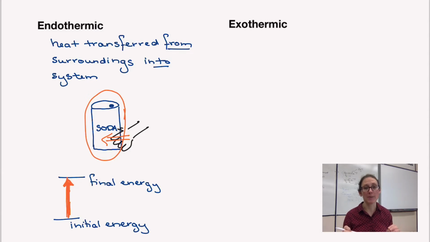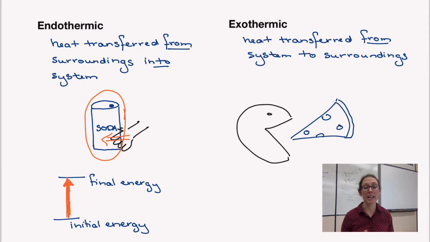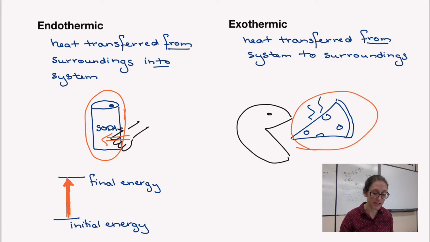Exothermic is the opposite. In an exothermic process, energy and heat is transferred from the system into the surroundings. So an example would be taking a bite of a hot piece of pizza. If your pizza is hot, as you take a bite, that energy is transferred from the pizza into your mouth. And so if the pizza is the system, the energy is being transferred out into the surroundings.